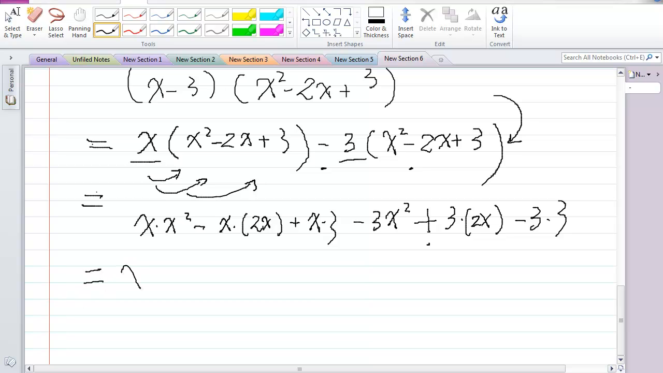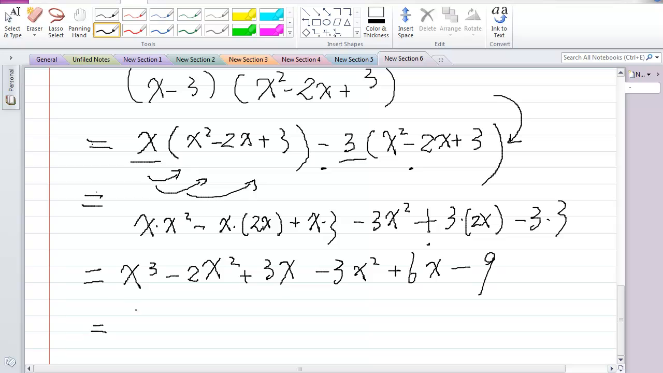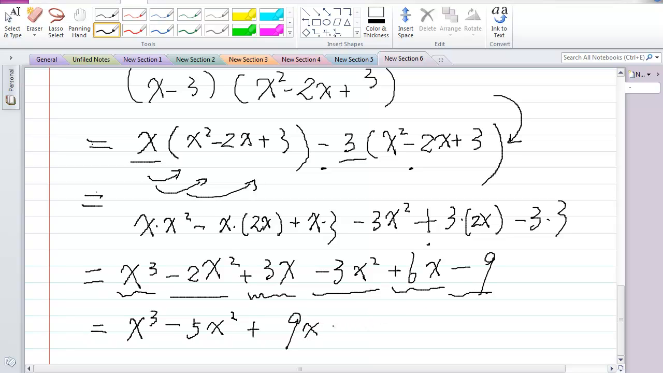So the following step is that it equals x cubed minus 2x squared plus 3x, then minus 3x squared plus 6x minus 9. Here we start from the highest degree term, that is 3. We should write x cubed first. Then comes the term of degree 2. We have negative 2x squared and negative 3x squared, so together we have negative 5x squared. Then comes the term of degree 1. So we have 3 plus 6, that is 9x. And the last one is minus 9.